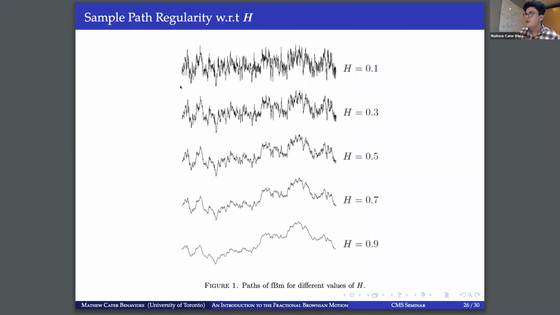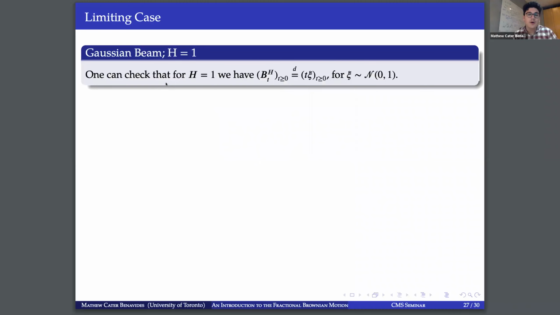Okay, I will proceed. The last thing to talk about is what happens when H equals 1, and maybe what happens as we take H towards 0. Neo actually coined this term, Gaussian beam, which I thought was a great name. When you take H equals 1, it's really easy to check that your fractional Brownian motion is going to agree in distribution with something linear, i.e. a t sitting out front, and then just a standard Gaussian sitting next to it. So for each omega, that is a random linear function: 2t, 3t, 1/2 t, whatever this xi is spitting out.